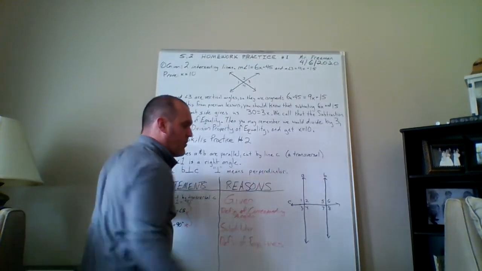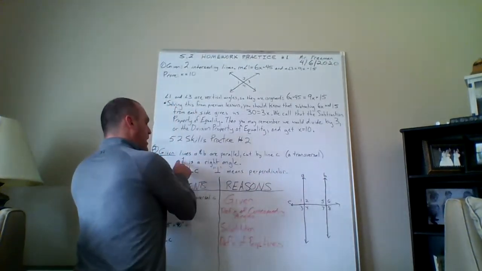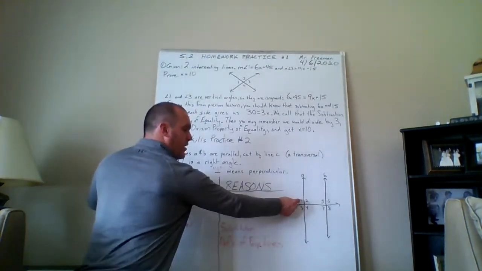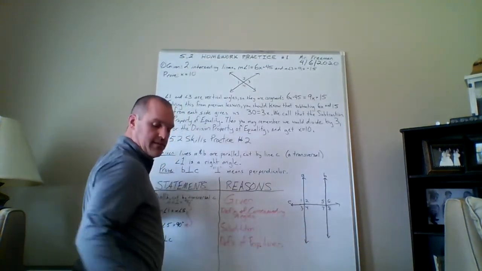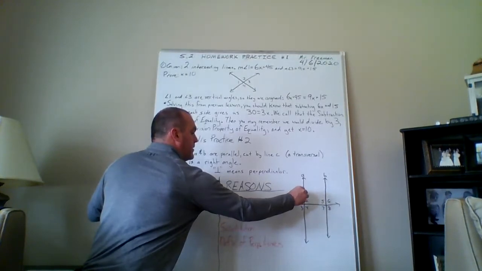Remember these were called transversals when they cut through two lines. Angle 1 is a right angle. So they told us angle 1 is a right angle, which means that it's how many degrees? You should know that right angles are 90 degrees, right?